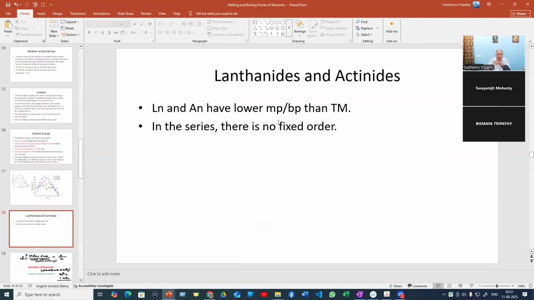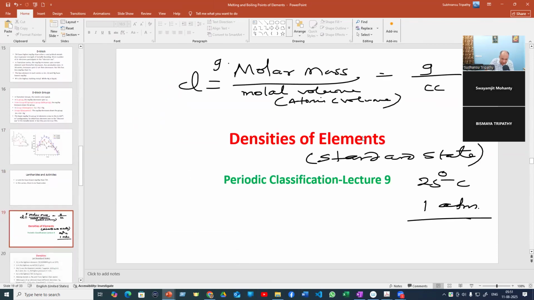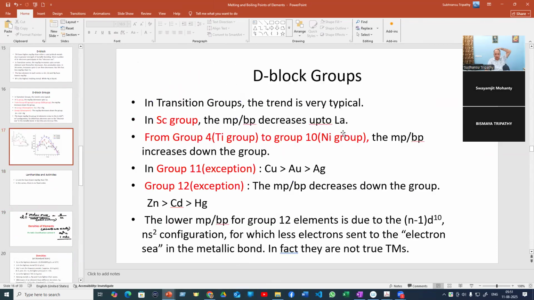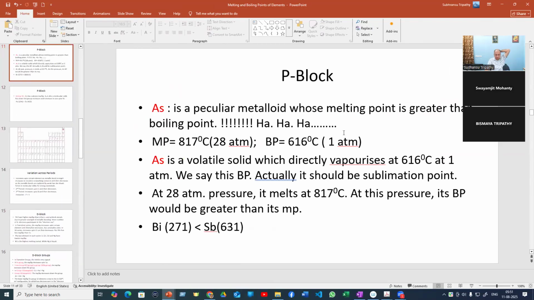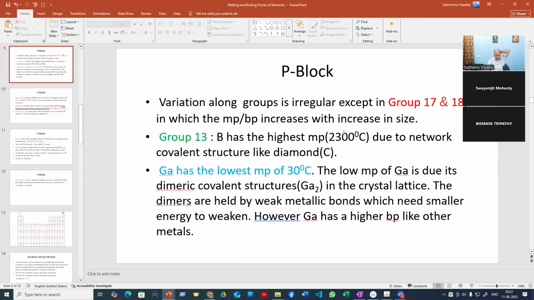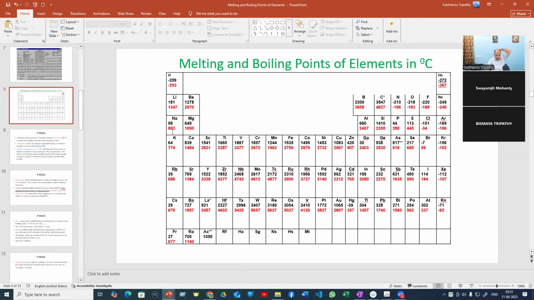Lanthanides and actinides have lower melting points than transition metals, and in a series there is no fixed order. Then coming to density, we have discussed in alkali metals, there is a very good trend. In alkaline earth metals, there is no particular trend, but the density is greater. Transition metals are in general much greater.